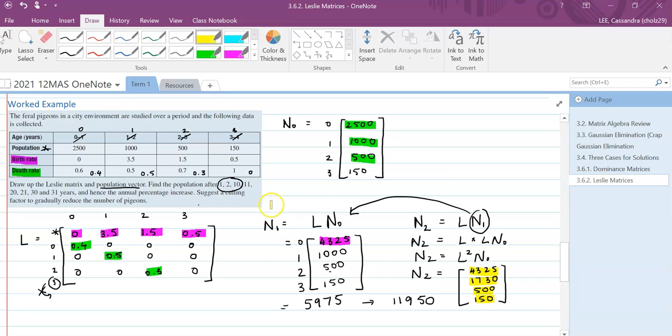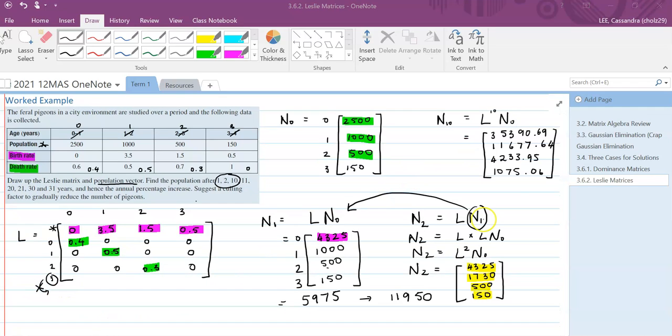Okay, so what we're going to do now is have a look at this last one, after 10 years, and we're going to use a similar idea. To find this, the population after 10 years is going to be equal to the Leslie matrix to the power of 10 times the initial population matrix. Here we have our population after 10 years, and now we're starting to see some funny values, some decimal values, pop up.